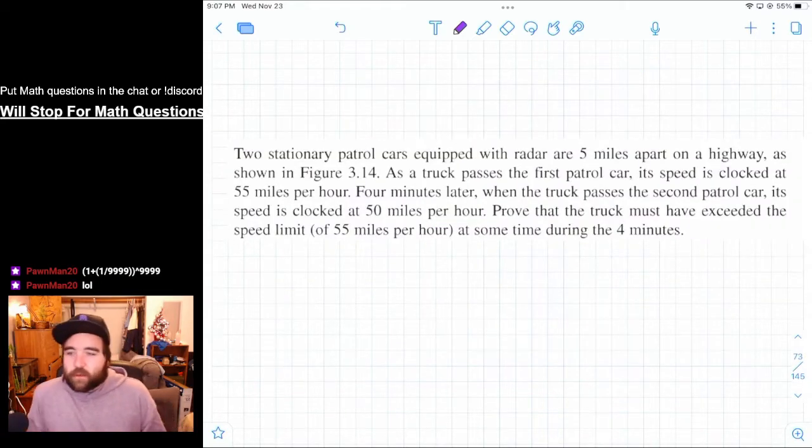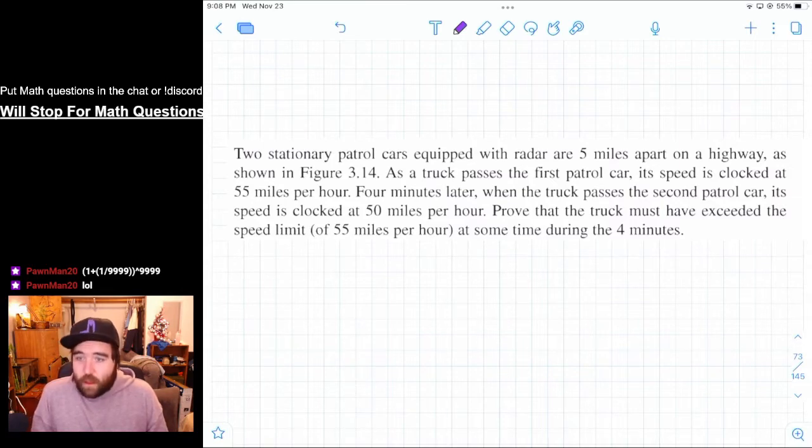All right, let's see how this goes. Two stationary patrol cars equipped with radar are 5 miles apart on a highway, as shown on figure 3.14. As a truck passes the first patrol car, its speed is clocked at 55 miles per hour. 4 minutes later, when the truck passes the second car, its speed is clocked at 50 miles per hour. Prove that the truck must have exceeded the speed limit at some time during the 4 minutes.